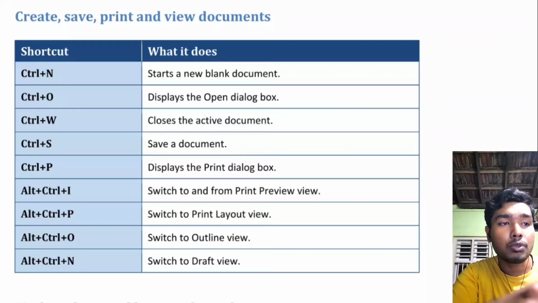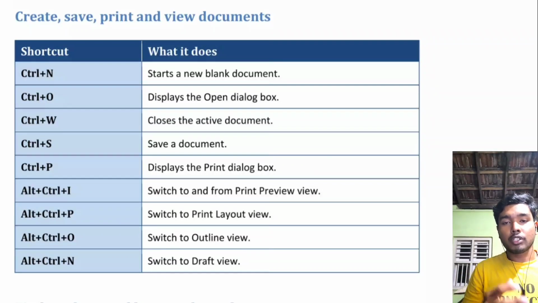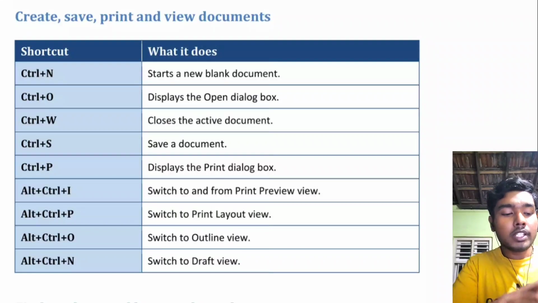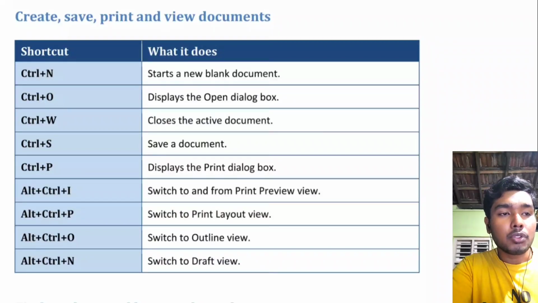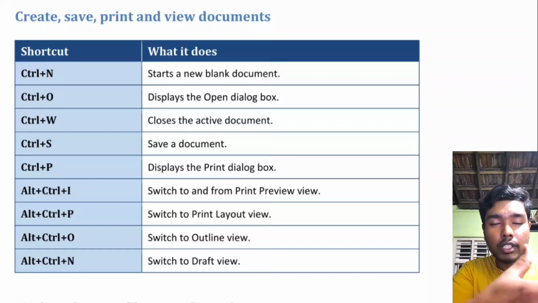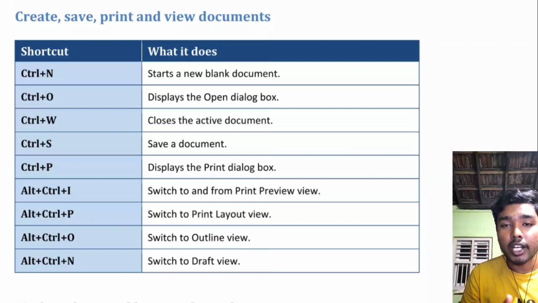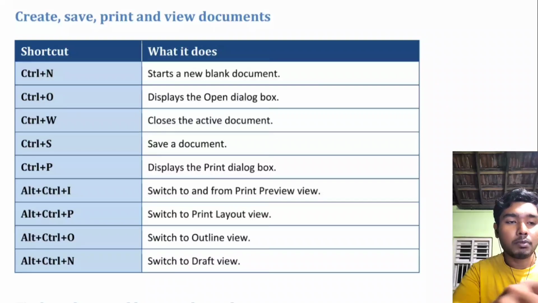Control W is used for closing the active document. If we are currently working on a document and we want to close it, we can simply type on the keyboard Control plus W. Okay, Control S is for saving a document. Control plus P is for the print dialog box. It displays the print dialog box, the options that we can use for printing, and all those will appear if we click on Control plus P.